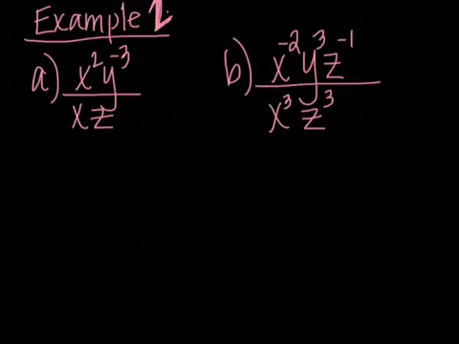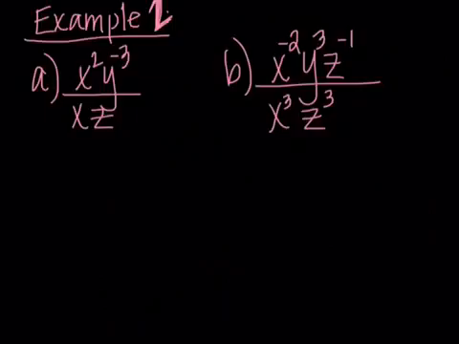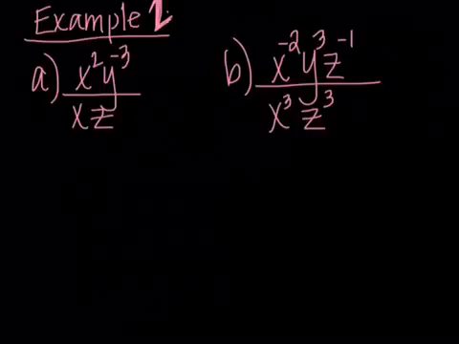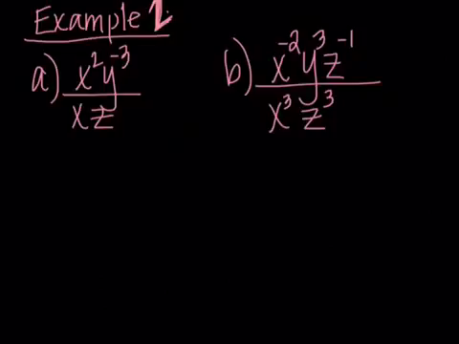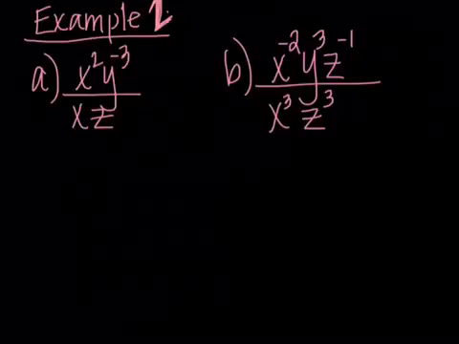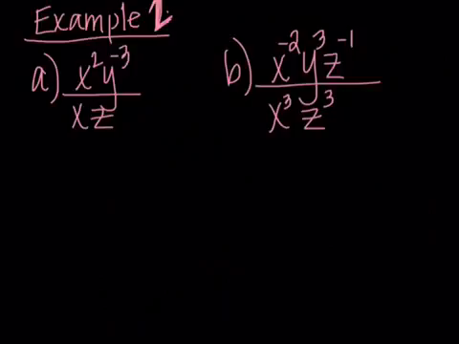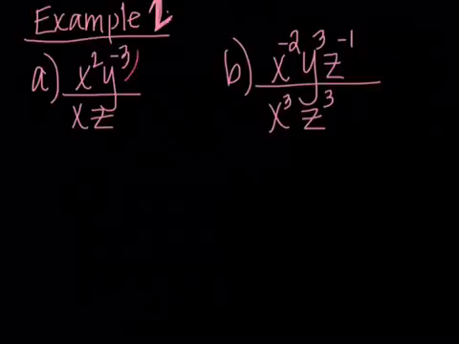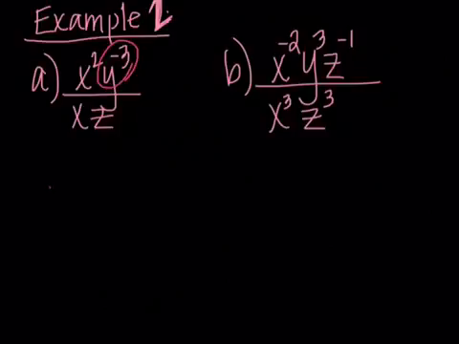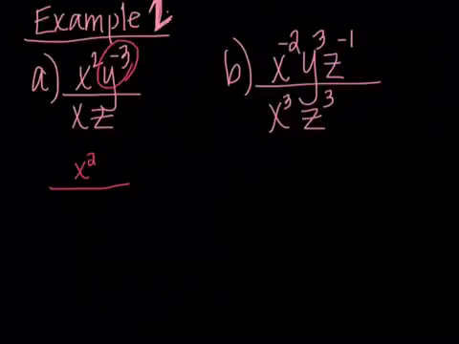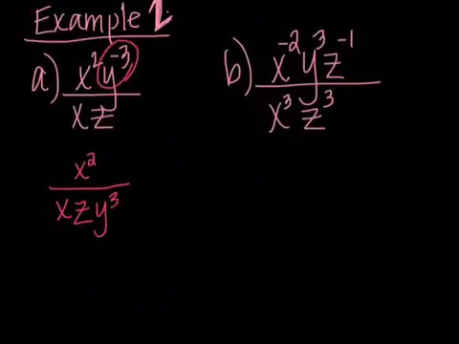Let's try some trickier ones. Example A, x squared y to the negative third over xz. My first step is to move my negative exponent terms down. So y to the negative third needs to cross the fraction bar. So then I would end up with x squared on top, xz, y to the positive third power down below.